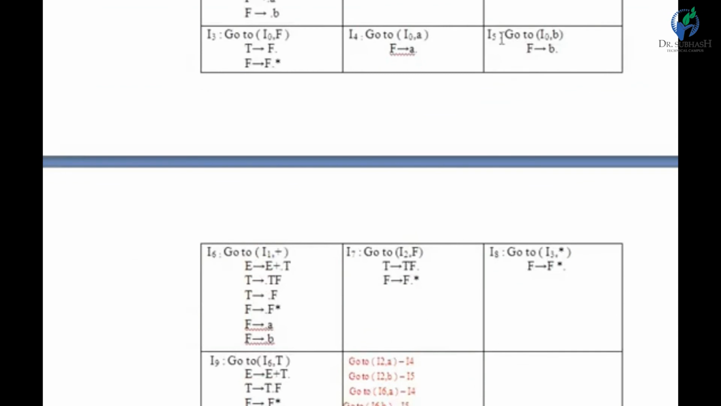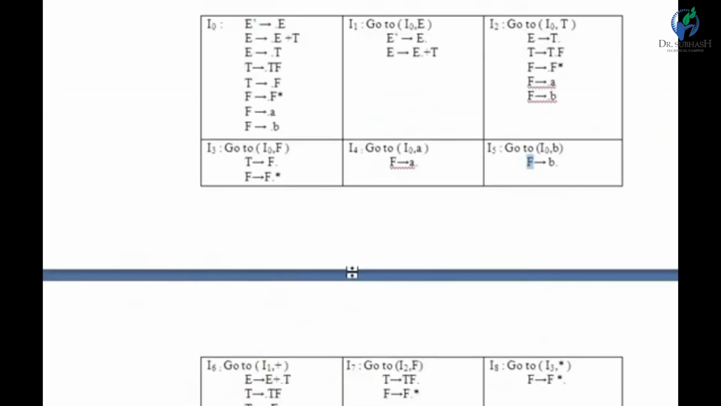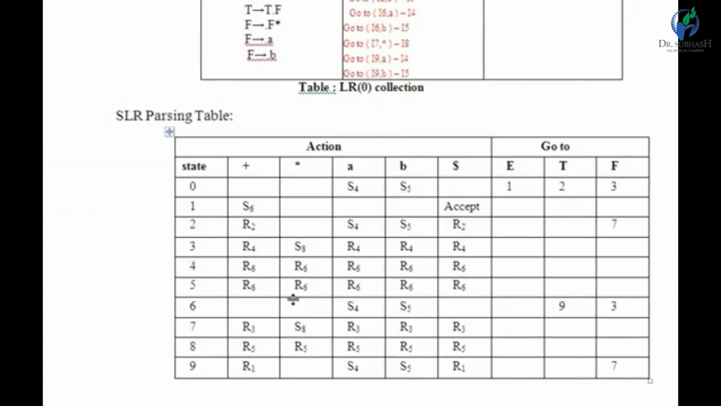Next, F gives B dot. So write it down at the 5th row. At the 5th row, you have to find the follow of F, which is plus, star, A, B and dollar. So in the 5th row, you write plus, star, A, B and dollar. F gives B is R7. So you can write R7 in this whole column.